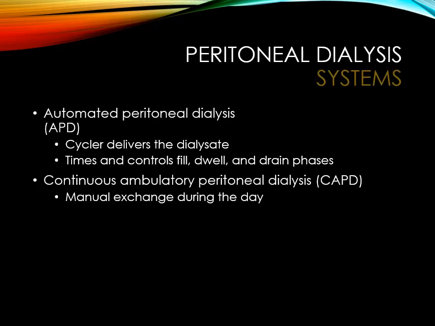Automated peritoneal dialysis, or APD, is the most popular form of peritoneal dialysis because it allows patients to accomplish dialysis while they sleep. An automated device called a cycler is used to deliver the dialysate for APD. The size of the cycler is similar to a DVD player. The automated cycler times and controls the fill, dwell, and drain phases. The machine cycles 4 or more exchanges per night with 1 to 2 hours per exchange.